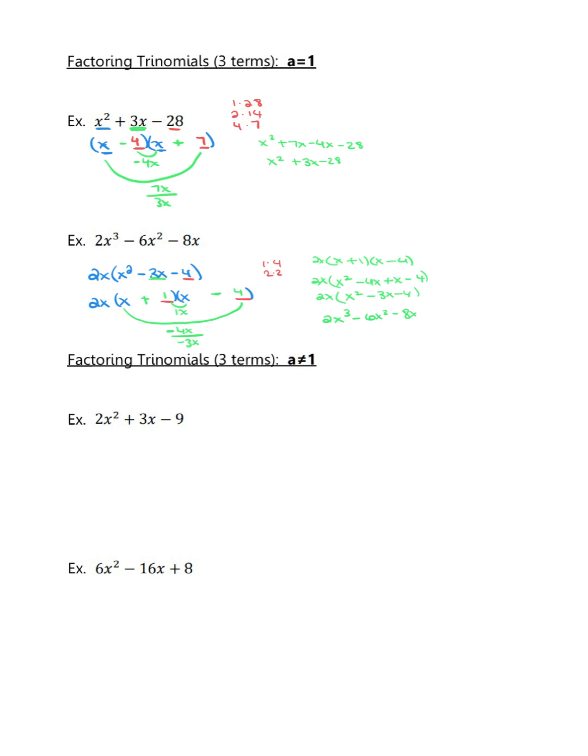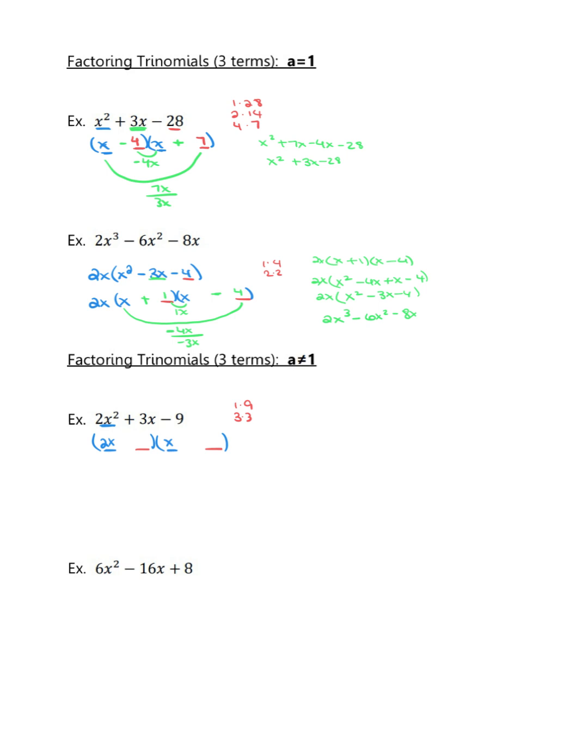Alright, the next one. First, to look for a GCF, there's nothing that all three terms have in common. First times first has to equal first. So 2x times x is 2x squared. Last times last has to equal 9. So 1 times 9 or 3 times 3.